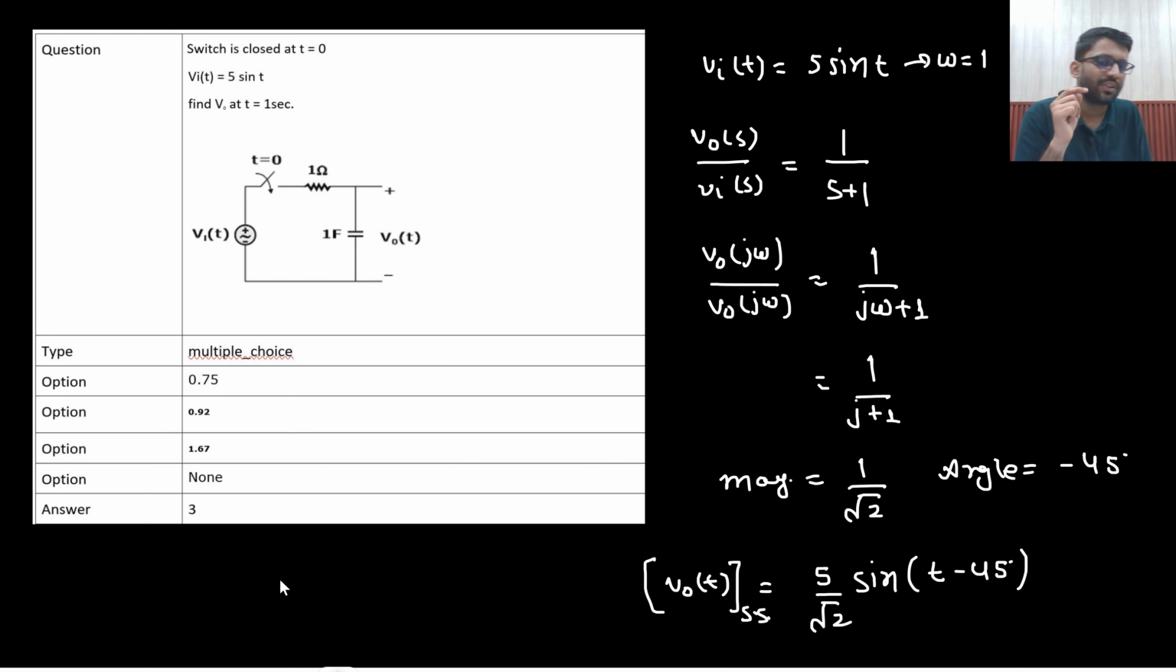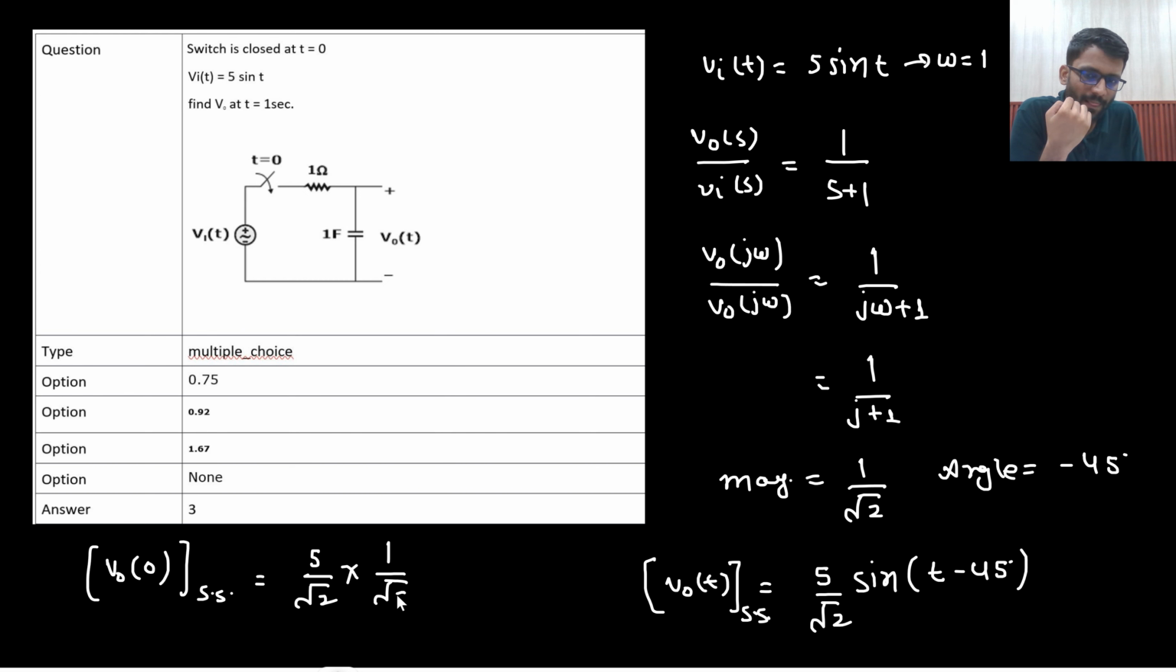If I put t equals to 0 here, what am I getting? 5 by root 2 into 1 by root 2. So that would be minus 2.5 volt. If I put t equals to 0 here, I am getting minus 2.5 volt. But actually the value should be 0 volt. At t equals to 0, the capacitor should have 0 volt, right? But in this expression you are getting minus 2.5 volt. That means you are missing the transient part.